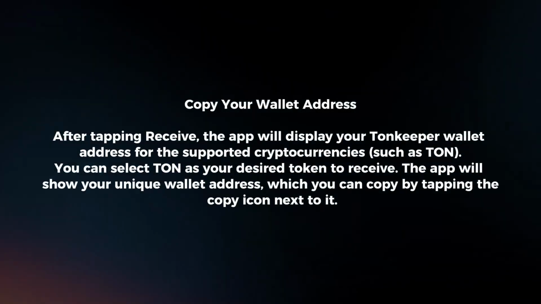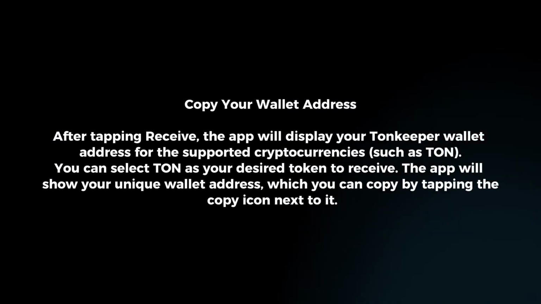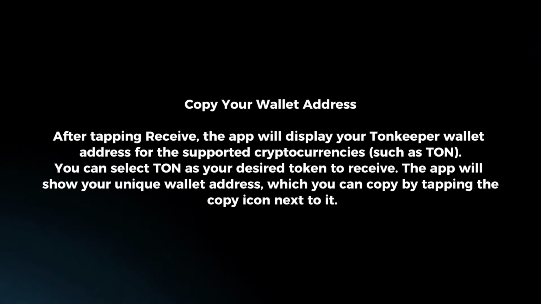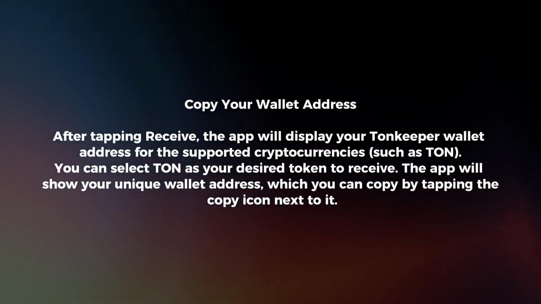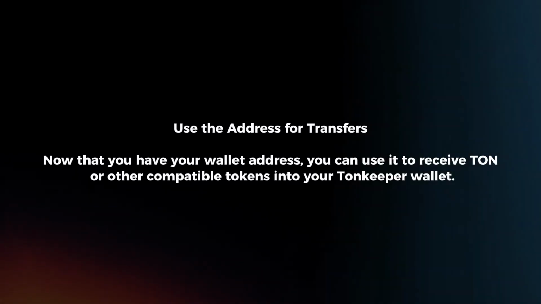Copy your wallet address. After tapping Receive, the app will display your Tonkeeper wallet address for the supported cryptocurrencies. You can select TON as your desired token to receive. The app will show your unique wallet address, which you can copy by tapping the copy icon next to it. Use the address for transfers.